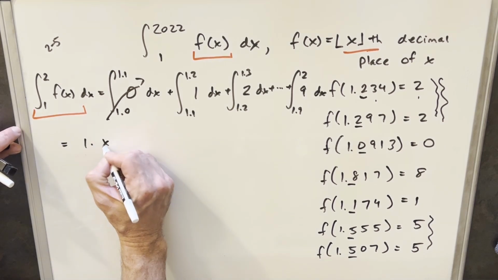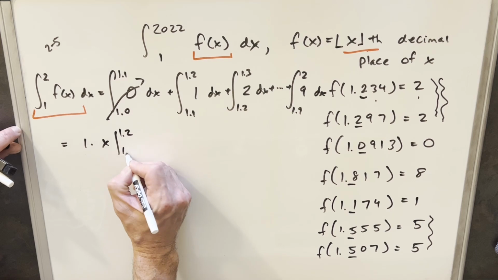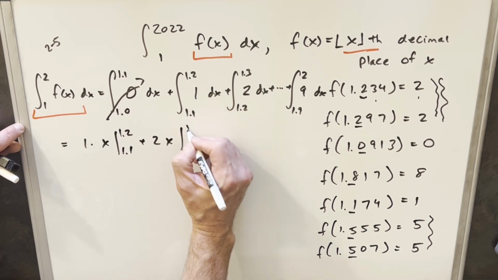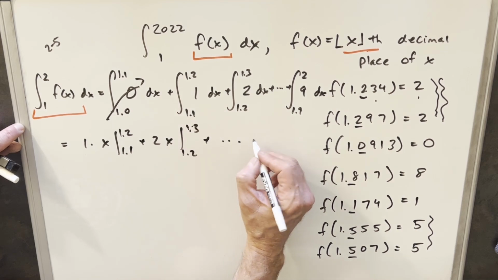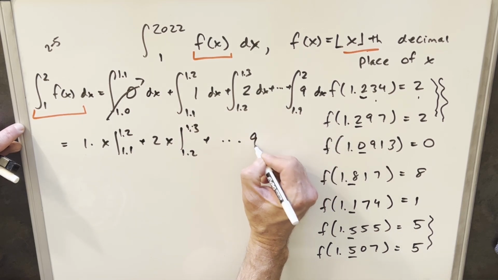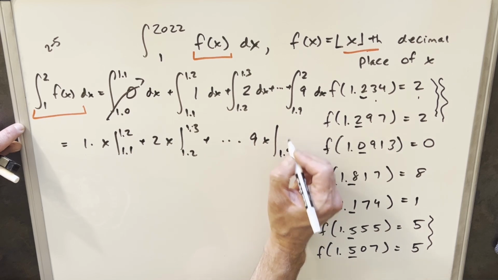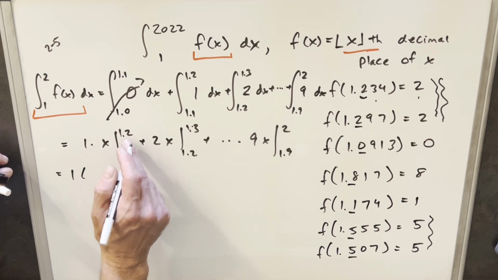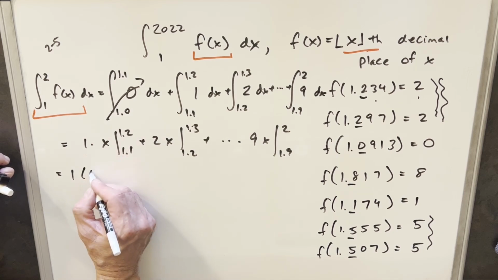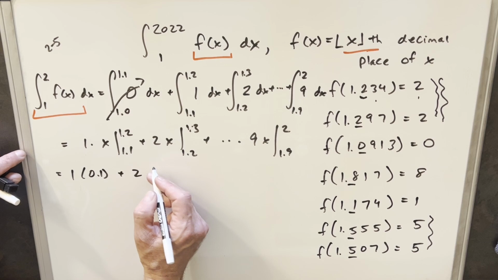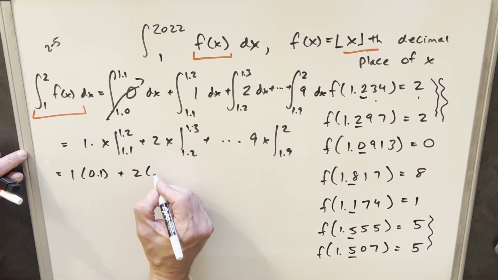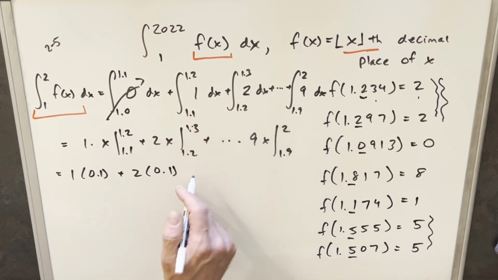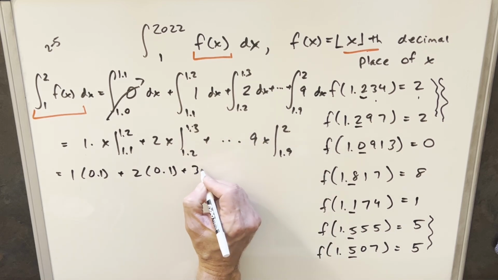So we're going to have 1 times x evaluated from 1.1 to 1.2, and then we're going to have 2x from 1.2 to 1.3, and this is going to go on, and we'll have our last one here of 9x from 1.9 to 2. Now, when we evaluate this, it's going to come out pretty nice, because for x, we're going to have 1.2 minus 1.1. Well, that's just 0.1. Then for the next one, 1.3 minus 1.2, again, this is 0.1.